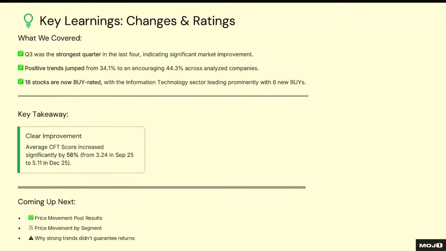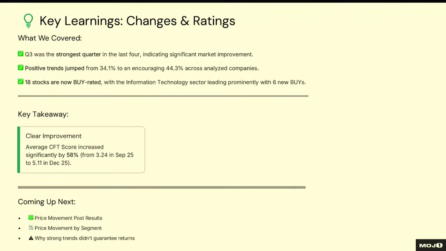18 stocks are now buy, with information technology sector leading prominently with 6 new buys. Now IT, obviously information technology, there's a lot of cost rationalization that has happened out there. There's a lot of dollar benefits that have come in, but they have improved their efficiencies. Obviously the key takeaway is the average CFT score has increased significantly in this particular quarter from 3.24 to 5.11.